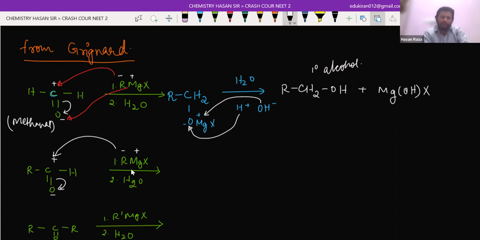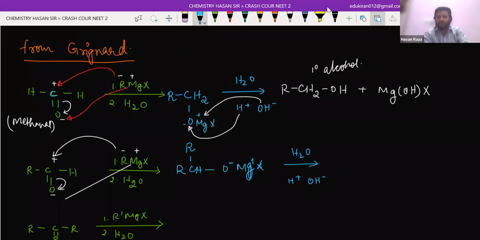Now again, a similar case will be here, negative, positive. This will be attacking here and this positive will be attacking here. So what you will get is very important. You can see R and with C, H is there. On this carbon, R is attacking, so R, and this will have O negative and Mg positive X. Now again, you are going to treat this with H2O, that means H plus and OH minus. Now you know what will happen. This H plus will go with this, and now you can see R, CH, OH, and one R is connected with CH. So that means you are getting 2 degree alcohol.